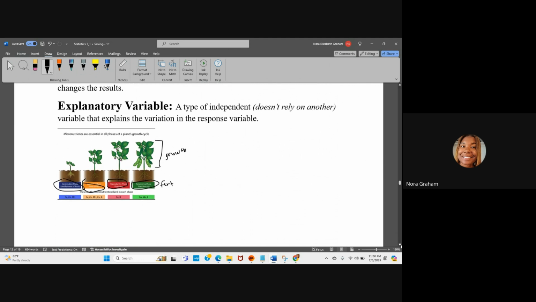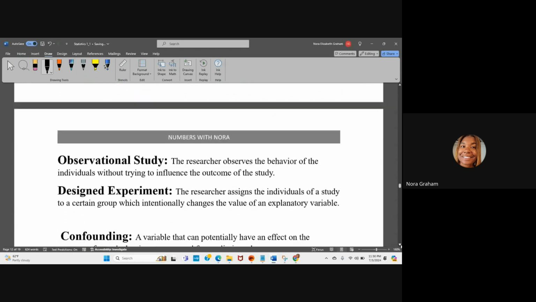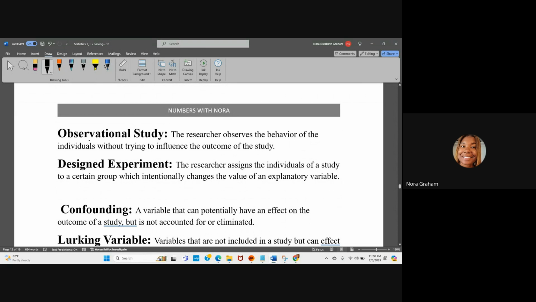So let's keep on going. Next, I'm going to have observational study. This is when the researcher observes the behavior of the individuals without trying to influence the outcome of the study. What I mean by influence is like change it, all right? And then we have designed experiment. This is when the researcher assigns individuals of a study to a certain group, which intentionally changes the value of the explanatory variable.